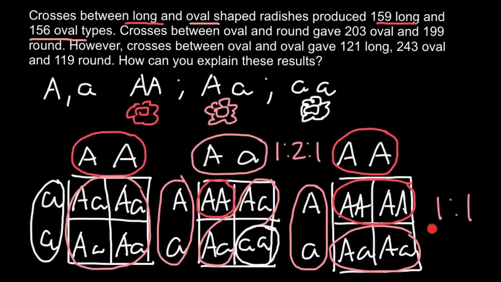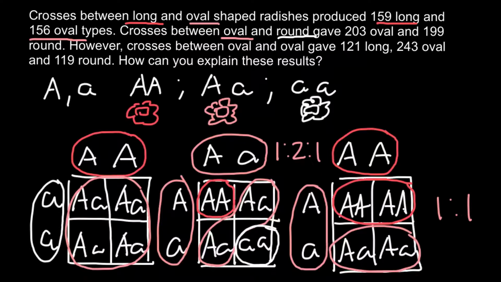So this Punnett square demonstrates what happened here. So this was long and this was oval type, and we got a 1 to 1 ratio. Crosses between oval and round, so oval would be pink, underlined with pink, and round, underlined with white, gave 203 oval and 199 round.